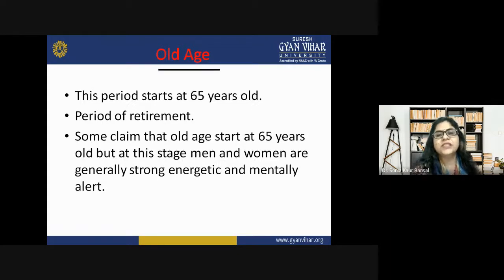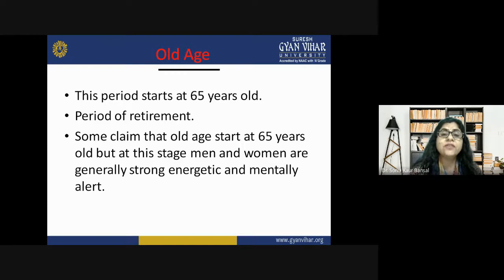Now this period starts old age. Old age starts at 65 years old, and this is also called the period of retirement. Many people claim that old age starts at 65, but at this stage men and women are generally strong, energetic, and mentally alert. Learning is a continuous process, and they never actually stop learning.